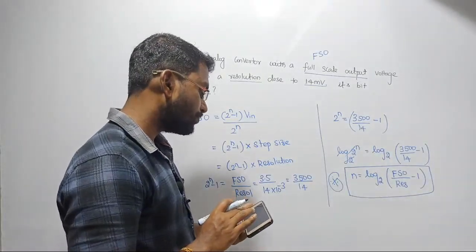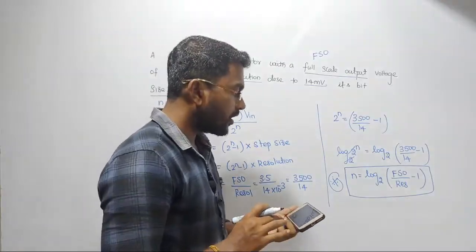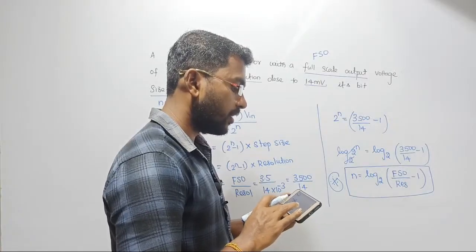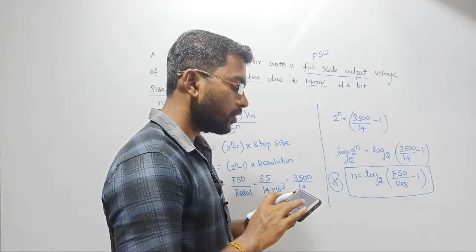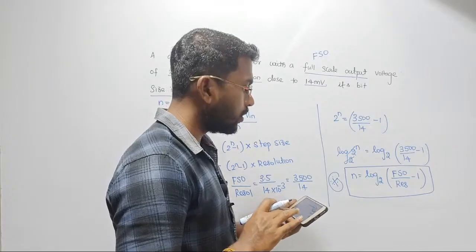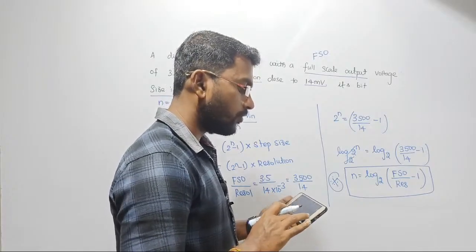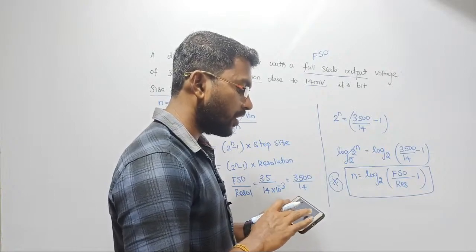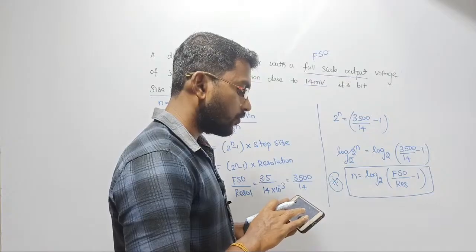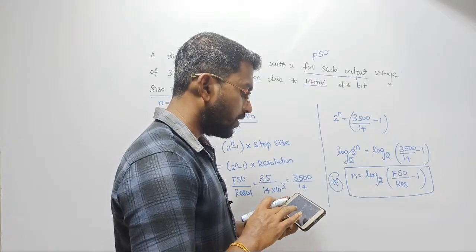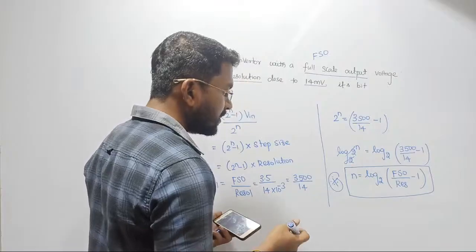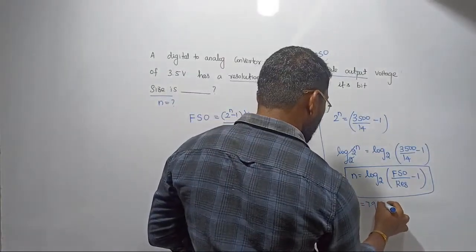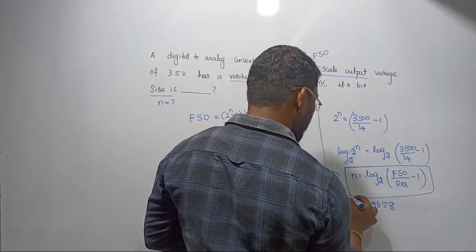It is going to be what, 3500 upon 14. Of course I'm getting 250, and 1 is very small compared with 250, so 249. We are going to take log base 2. Yes, I'm getting n equal to 7.96, which is approximately equal to 8 bits, right.